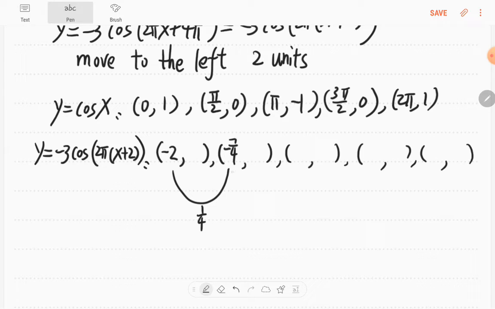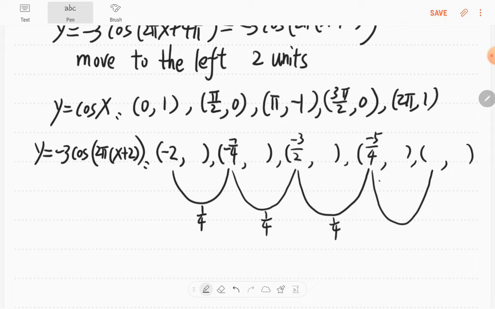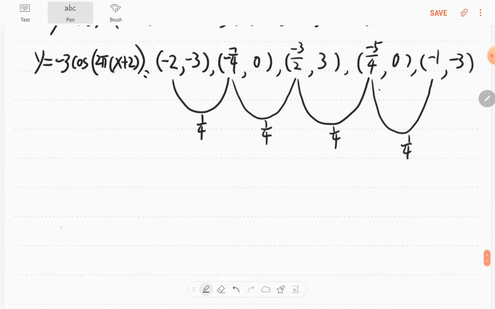And increased by another 1/4, negative 3/2. Increased by 1/4, negative 5/4. Then increased by 1/4, it becomes negative 1. Then we multiply by negative 3 on the y coordinate, so the y values become negative 3, 0, 3, 0, negative 3. Now you can draw the graph.